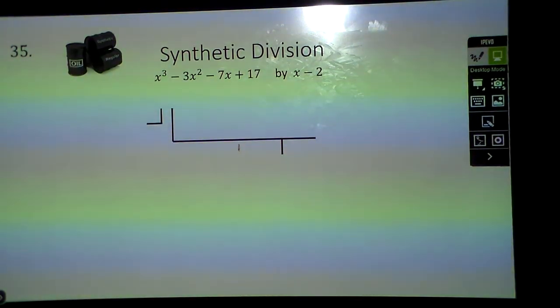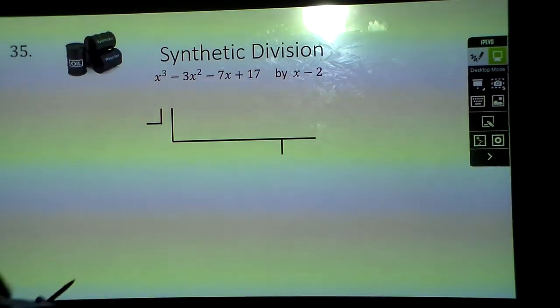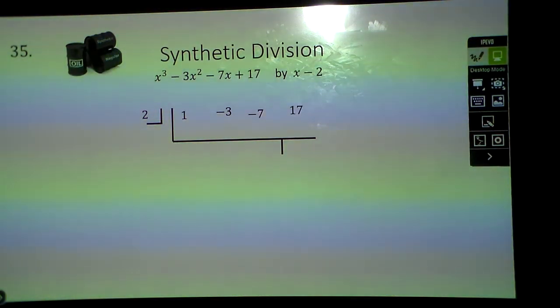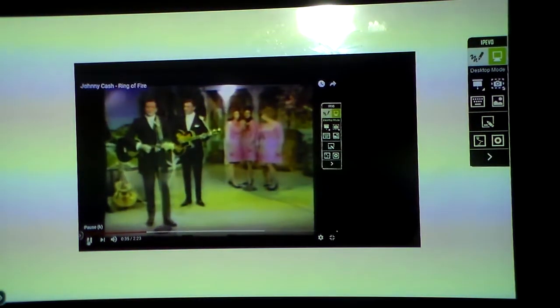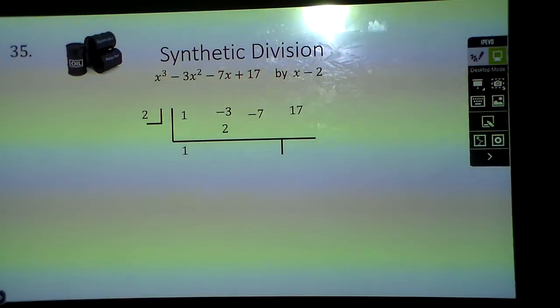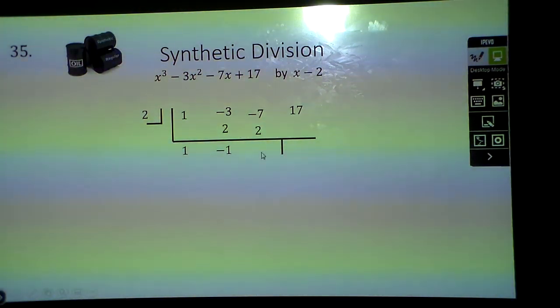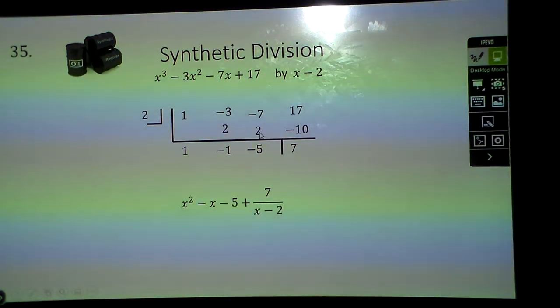And here we have the same problem using synthetic division, only now I better erase my little mark there. Notice, if it's a minus 2, it's a plus 2. My coefficients are 1, negative 3, negative 7, 17. And you bring the first one down. Then you take 2 times 1, which makes 2, which I put here. Add negative 3 and 2, which is negative 1. Take 2 times negative 1, which is negative 2, and I put it there. Add negative 7 and negative 2, which is negative 9... Add negative 7 and 2 is negative 5. 2 times negative 5 makes negative 10, which you add to 17 and make 7, which means you would get the same thing even using synthetic division.